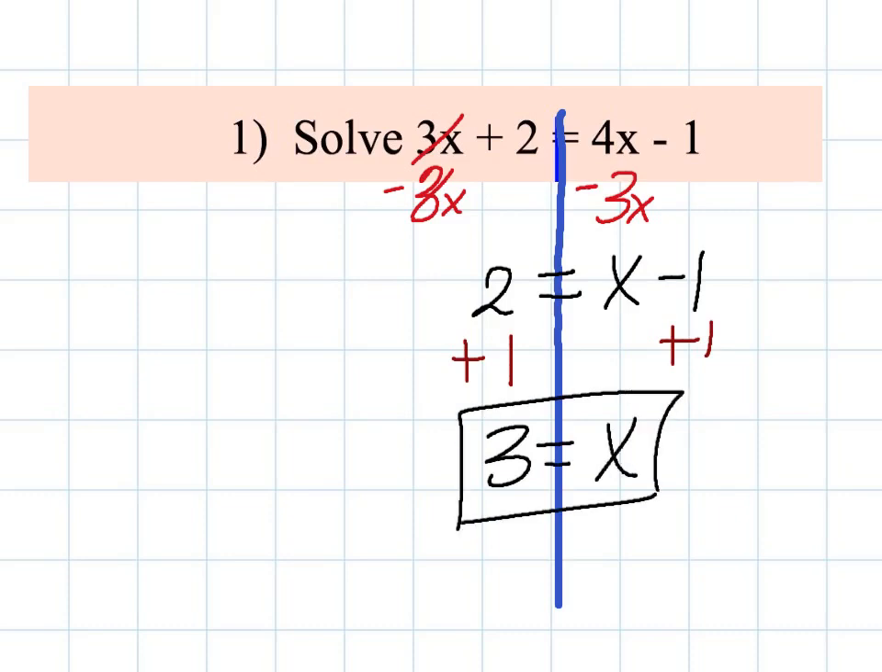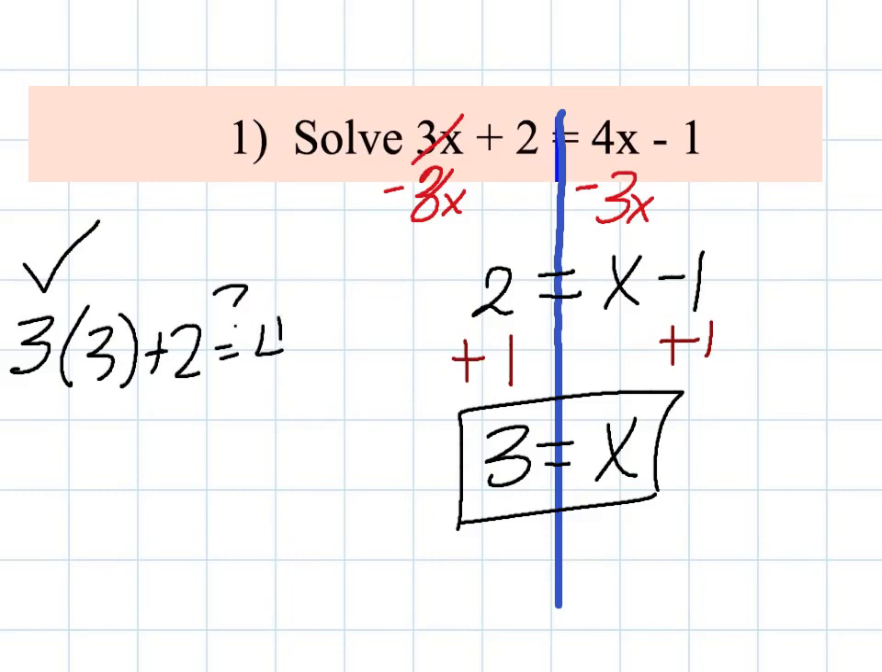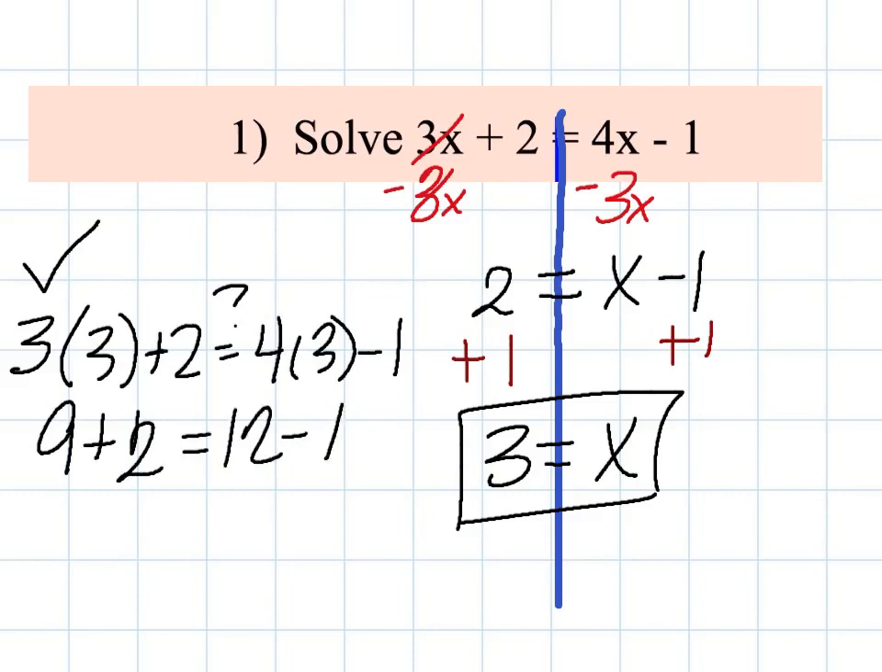Okay? Now, for all of these, you want to go back and check your answer. So you've got 3 times 3 plus 2 is hopefully going to equal 4 times 3 minus 1. So you've got 9 plus 2 equals 12 minus 1. 11 definitely equals 11, so we know we're correct. Okay, here we go with the next one.